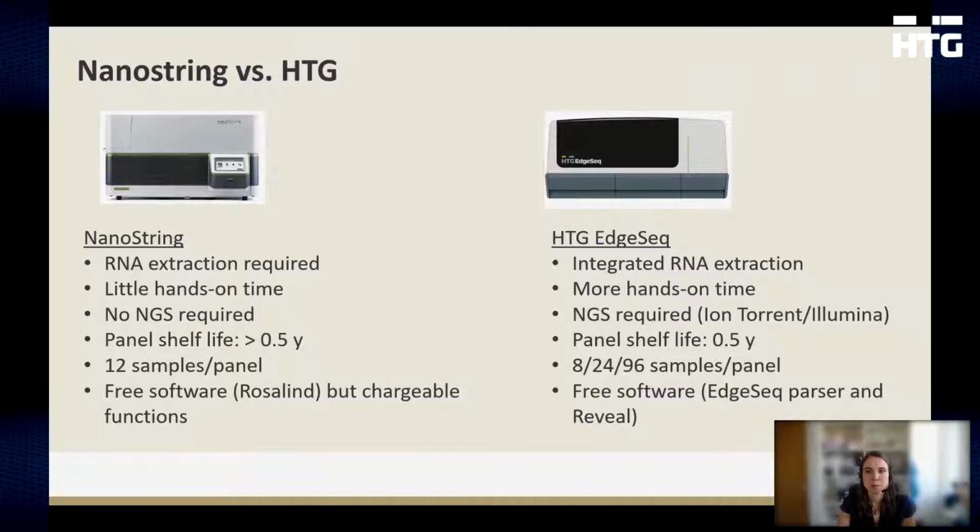Here I want to give a practical overview over both platforms. NanoString needs an RNA extraction beforehand, whereas this is integrated in the HTG protocol. For HTG, more hands-on time is needed, and NGS facilities are necessary for the analysis. The software for evaluation is included for both platforms.